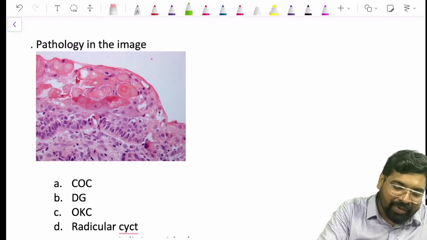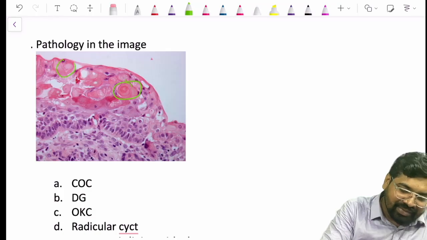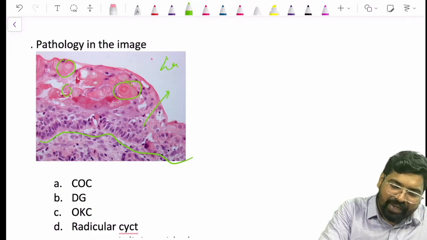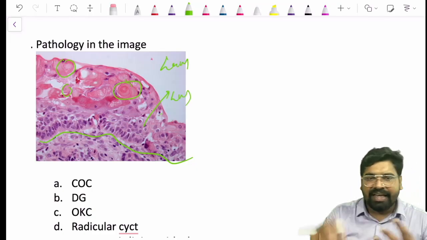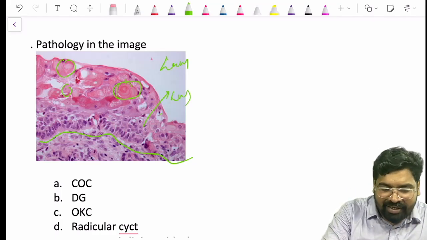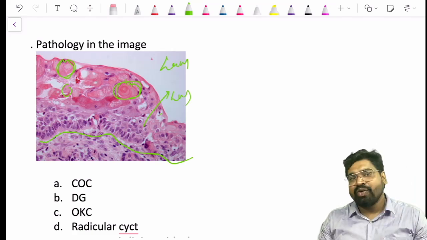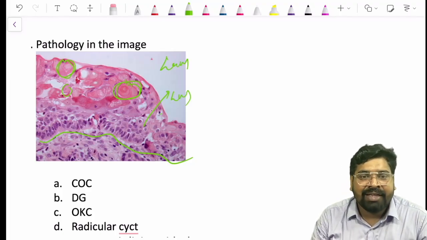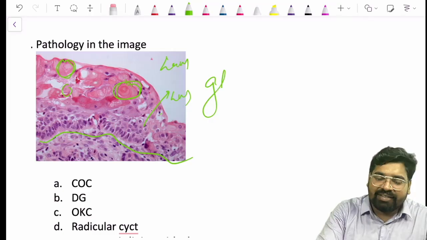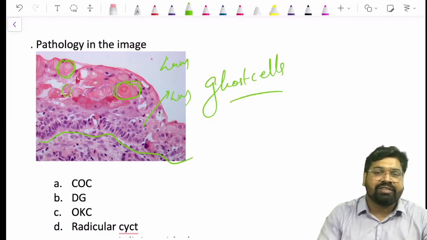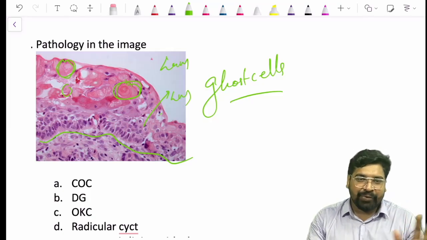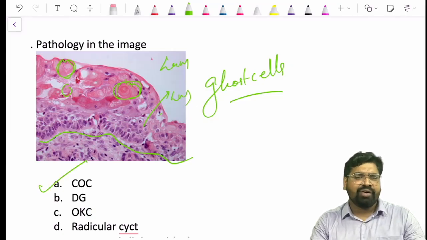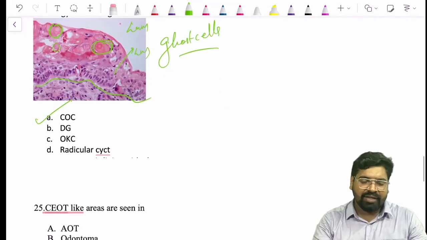What you are appreciating here is a lining and a lumen. In the lining you have certain pinkish structures which lack a nucleus. There is only pinkish cytoplasm there, they don't have any nucleus. That is ghost cells. Your only motto is to identify the ghost cells and then come to the answer. It is calcifying odontogenic cyst. See how simple the questions are.